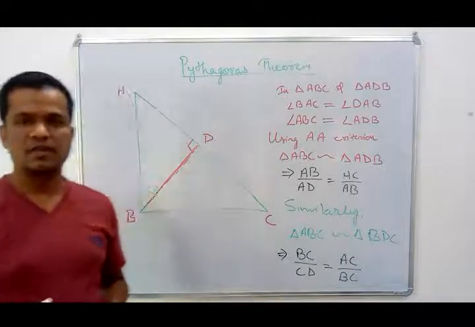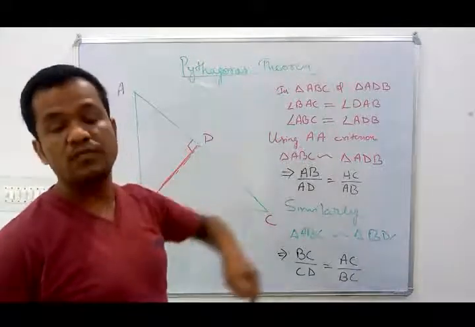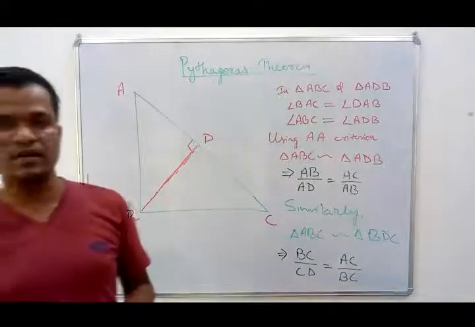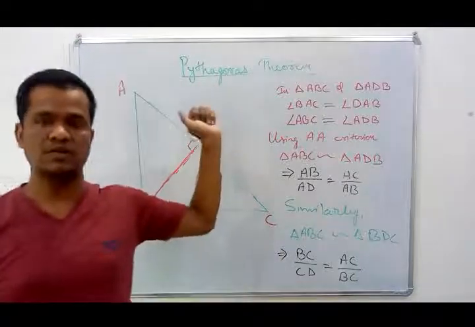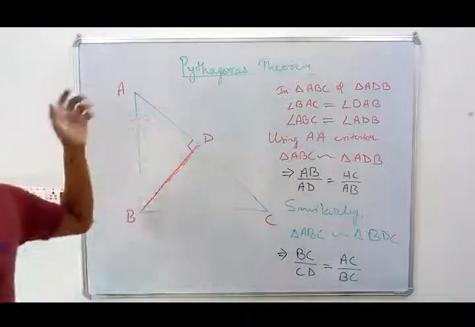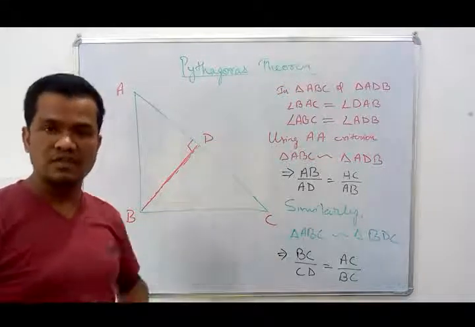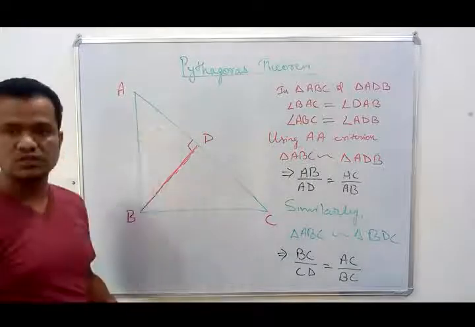Hello students, in this video we are going to discuss Pythagoras theorem from a class 10 perspective. There are a number of ways with which we can prove this particular theorem. We have already seen the statement of this theorem in our previous classes: the square of the longest side, or the square of the hypotenuse, for any right angle triangle is equal to the sum of the squares of its other sides.